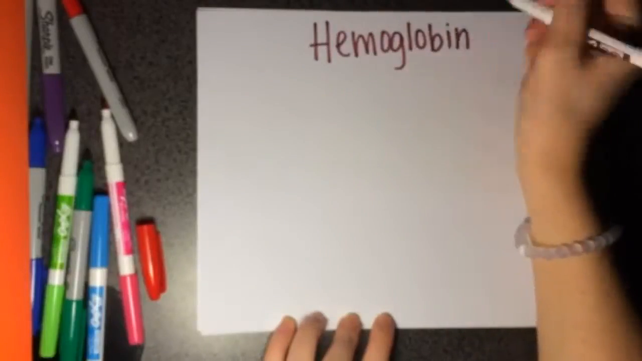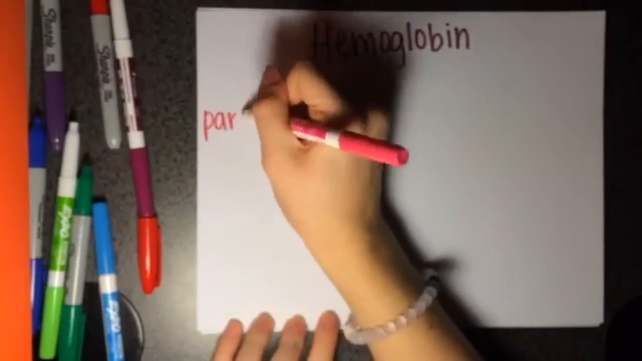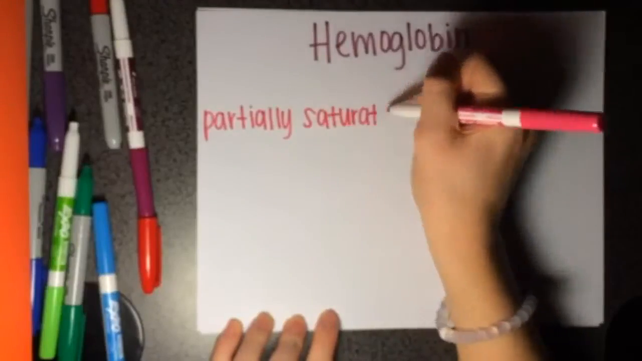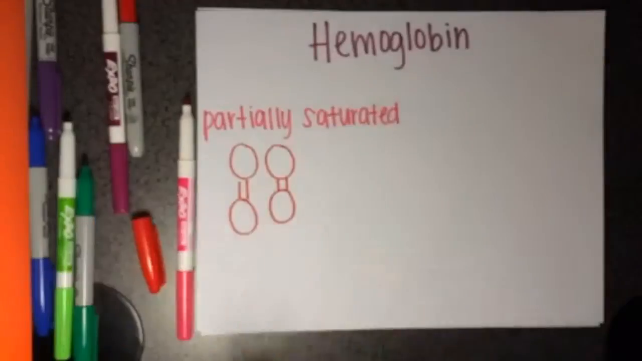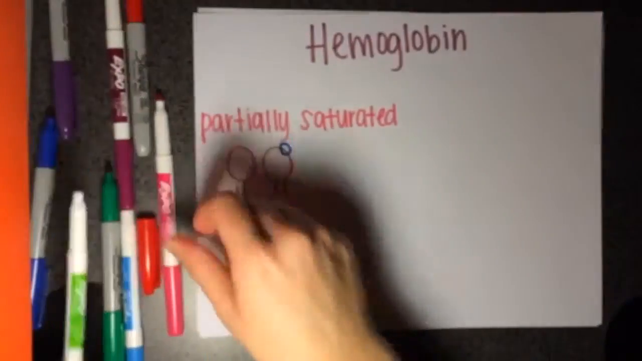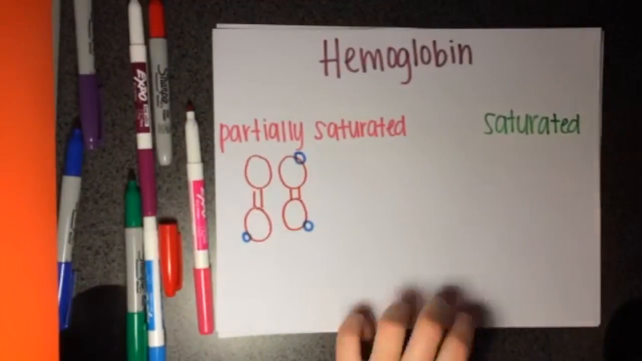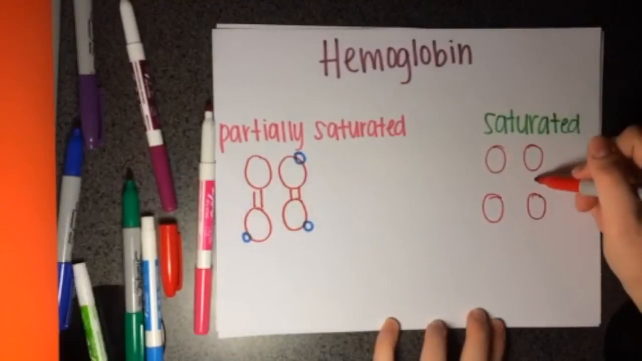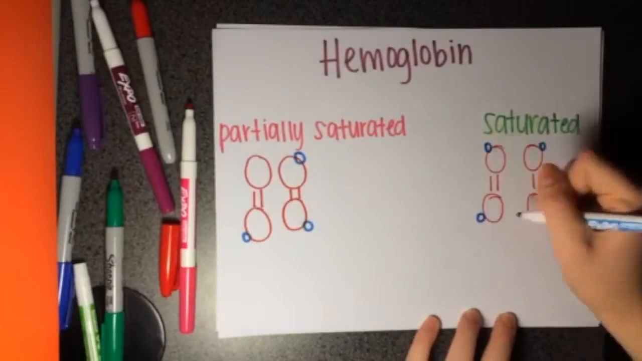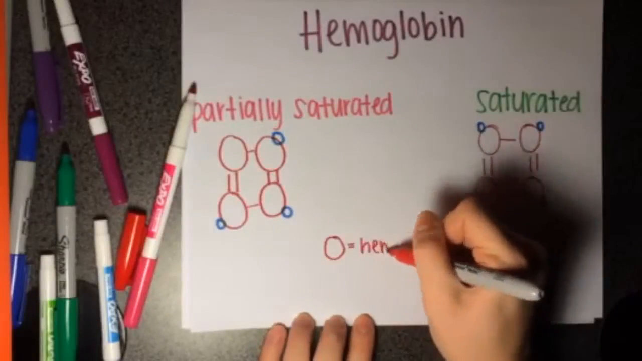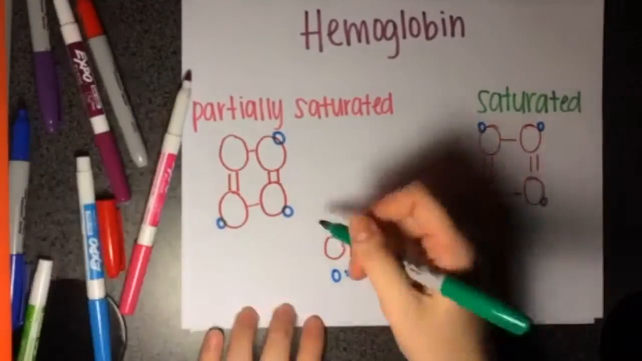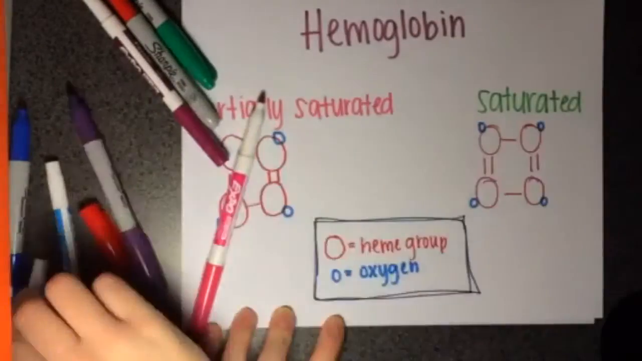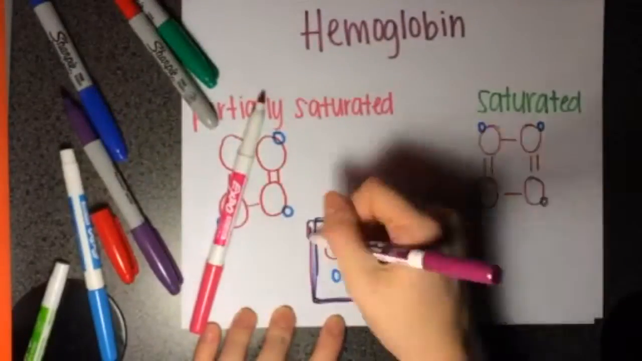Hemoglobin can also have varying saturations. Hemoglobin is partially saturated when there are either 1, 2, or 3 oxygen molecules bound to the heme groups. Hemoglobin is fully saturated when there are 4 oxygen molecules bound to the heme groups. When any amount of oxygen binds with the heme groups, the hemoglobin molecule changes shape. The affinity of hemoglobin for oxygen changes with the extent of oxygen saturation. The red circles stand for the heme groups and the blue circles stand for oxygen.